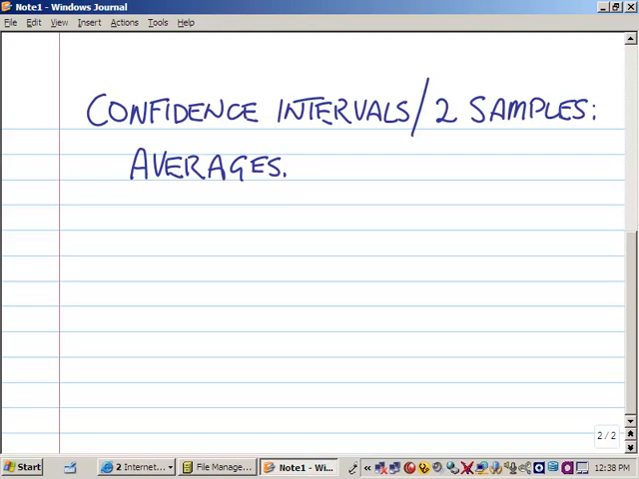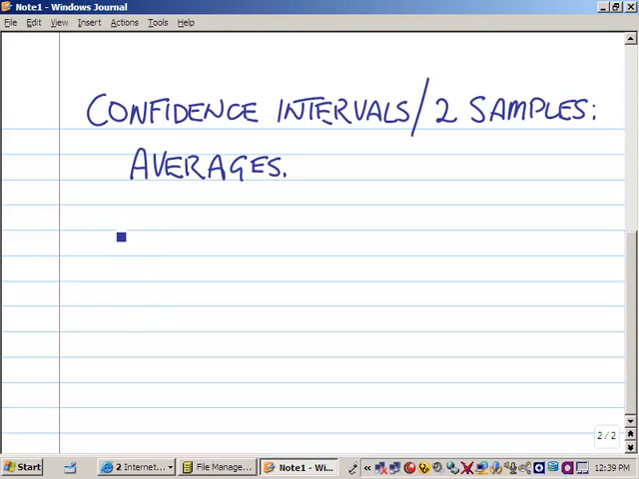In this lecture we will look at confidence intervals with two samples, and we'll start with averages. Just as we've looked at two sample averages with the estimation, that is the sampling distribution of x bar 1 minus x bar 2, centered on mu1 minus mu2, we'll do the same thing here, but we will now try to estimate the mean or middle of that distribution. And the mean of the distribution of averages is the difference in the two population means.